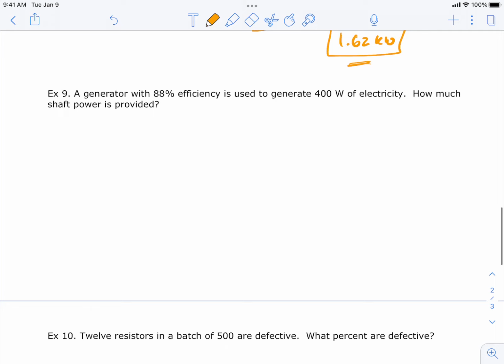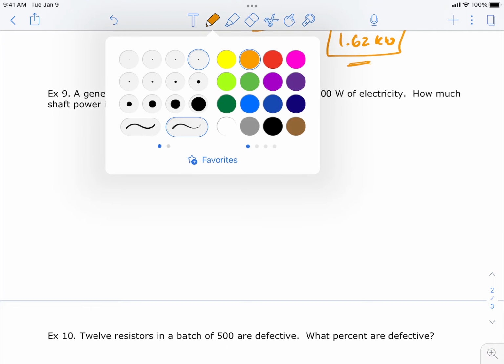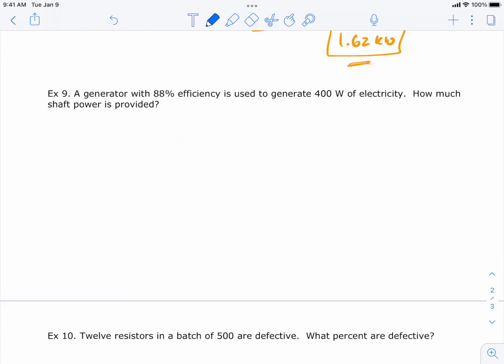So these are fun. Here's a generator. What's a generator? A generator is kind of like the opposite of a motor. A generator goes like this. It might look like a motor. DC generators sure do. In fact, a DC motor can be used as a DC generator. Doesn't work for AC, but it does work for DC.